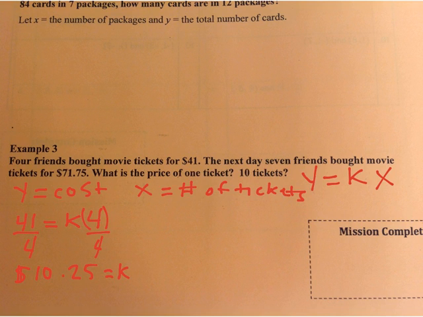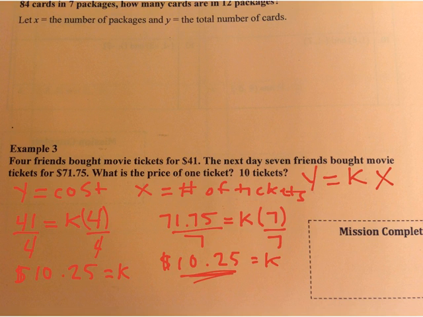They also gave us another piece of information. They said that on the next day, 7 friends bought movie tickets for $71.75. So it ought to work out to be $10.25 as well, since that's our constant. If we do 71.75 is equal to k, again looking for our constant, times 7, we can divide both sides by 7, and we will also get $10.25 as our constant. So our question asks us, what is the price for one ticket? Well, since $10.25 is our constant, that means that one ticket costs $10.25.